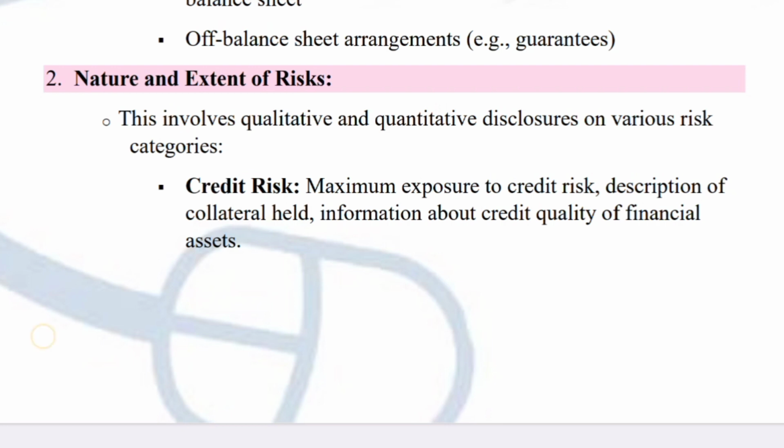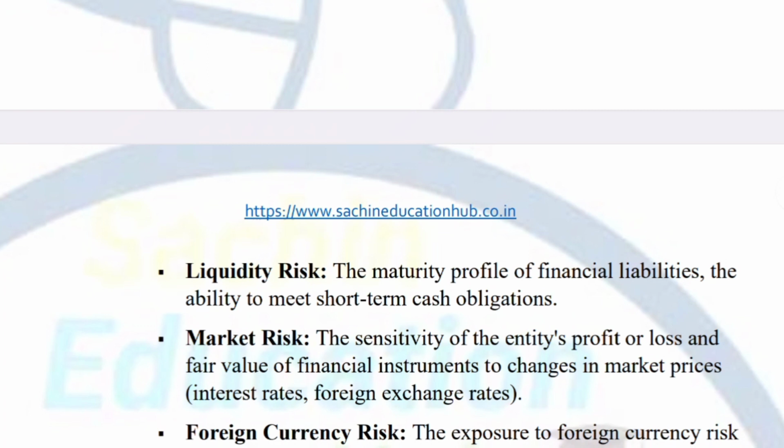The second risk is liquidity risk. The entity must also outline the maturity profile of its financial liabilities and assess its ability to meet short-term cash obligations, because this helps stakeholders to know about the liquidity position of the company. And the third main risk that the company has to disclose is market risk.